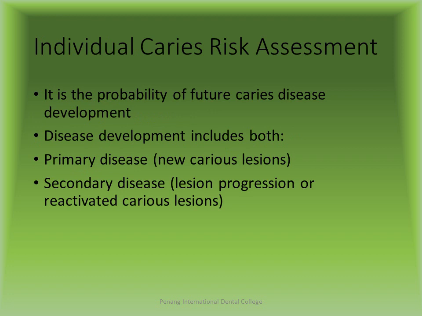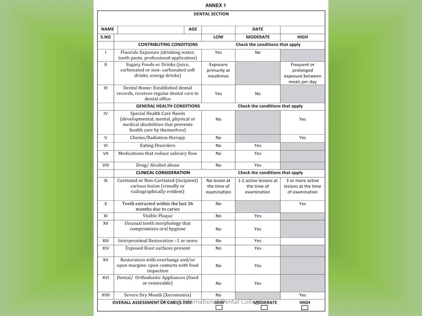Now coming to the individual caries risk assessment, this actually helps you to determine the probability of future caries attack in the patient, and it includes both the primary disease as well as the secondary disease. So the primary disease focuses on the new carious lesions which have formed recently in the patient's mouth, whereas the secondary disease focuses on the progression of the existing lesion or the reactivation of the previously carious lesions in the oral cavity. So this is the chart.